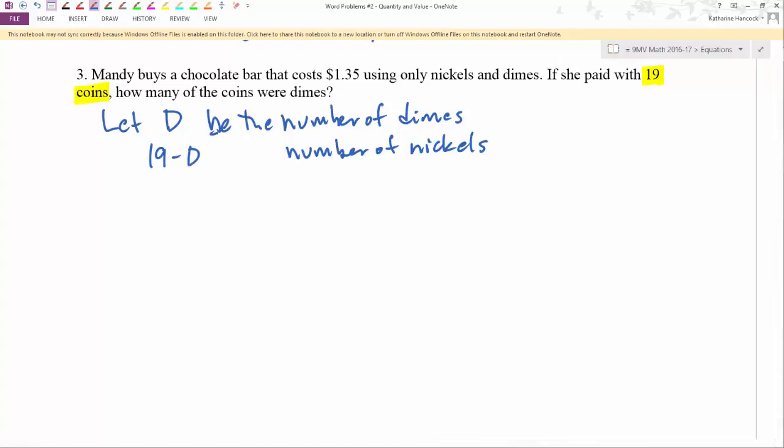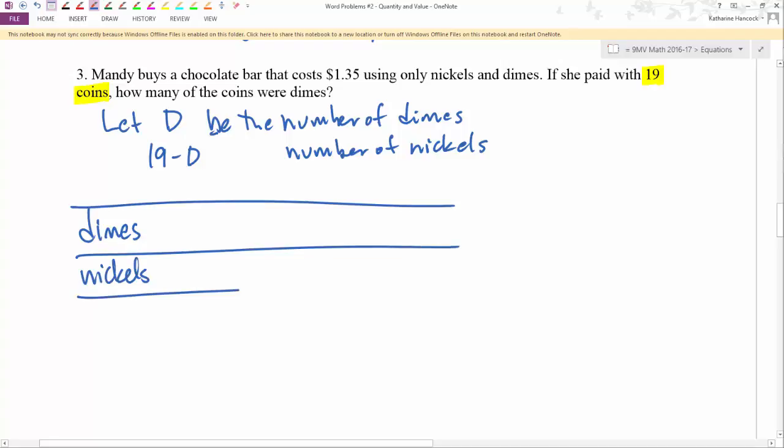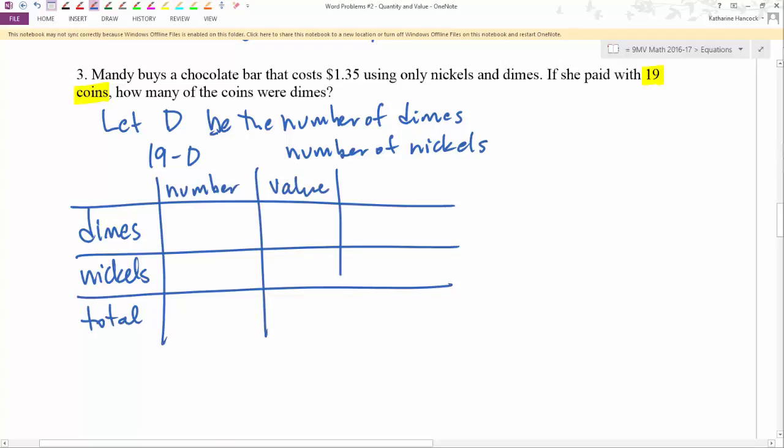And I'm going to make a table. I'm going to have dimes, nickels, and my total. I'm going to look at the number of dimes, the value of the dimes, and the total amount. Okay, start filling it in.